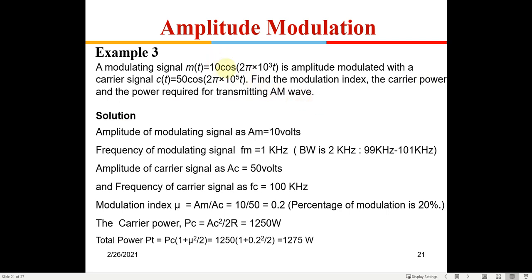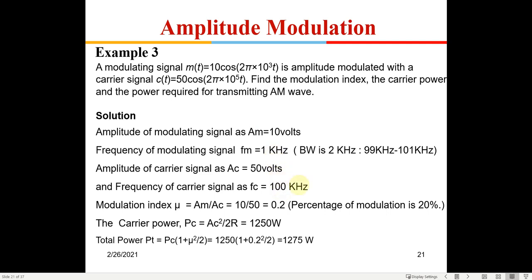Now from this equation, it is very clear. The amplitude of the modulating signal is 10 volts, right? The frequency of the modulating signal, from 2 pi ft, f is 10 to the power of 3, which is 1 kilohertz. So the bandwidth will be 2 kilohertz, right? So bandwidth will become 2 kilohertz out here. The amplitude of the carrier is 50, so I write 50. From here I can see 10 to the power of 5 is 100 kilohertz. Okay, this is the carrier.